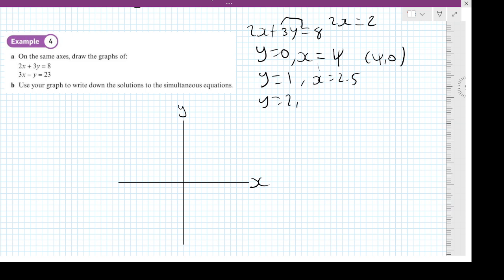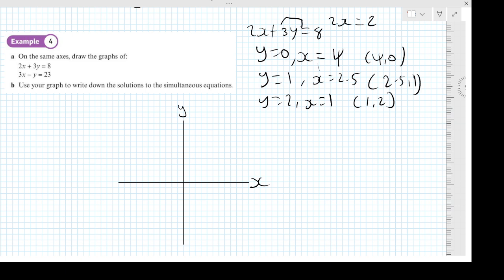I'll write that here. So y is 2, x is 1. So that would be the coordinate (2.5, 1) and (1, 2). So all I've done there is, for the first equation, which is a straight line, I just found 2 points. Well, I found 3. I found an extra one. But I found any given 2 points by substituting quite nice numbers in, to find 2 points. Because then what I'm going to do is sketch the graph.